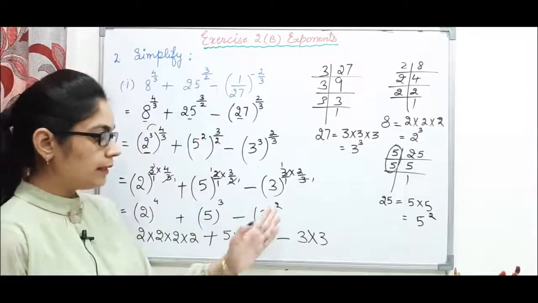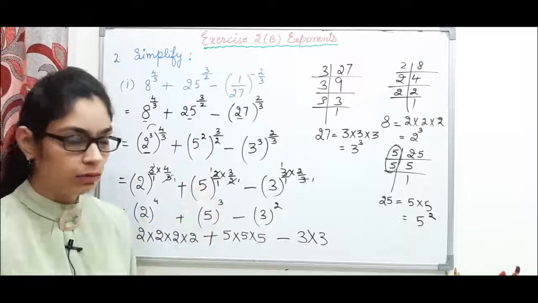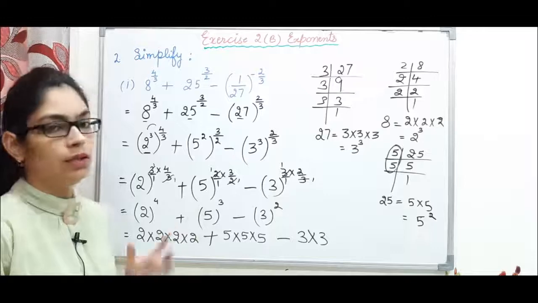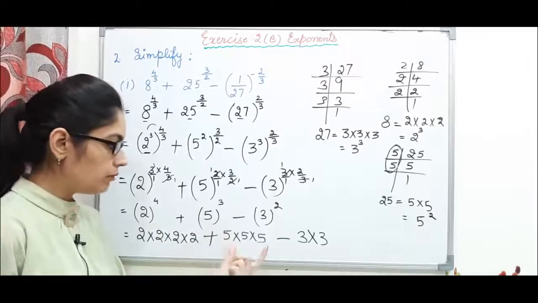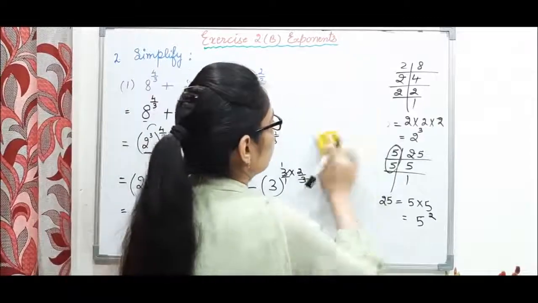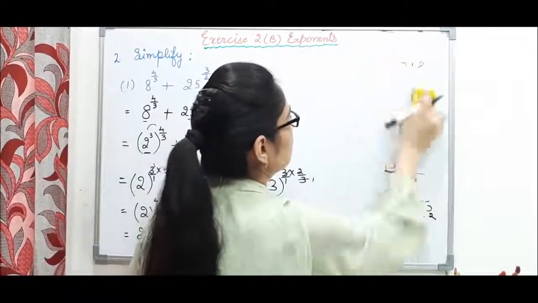See, don't multiply the base with the power. I have seen many students, they make this mistake. 3 into 2 they will do, 5 into 3. No, power means the same number we have to multiply that many times, whatever the power is. So now we can do their multiplication and solve it.